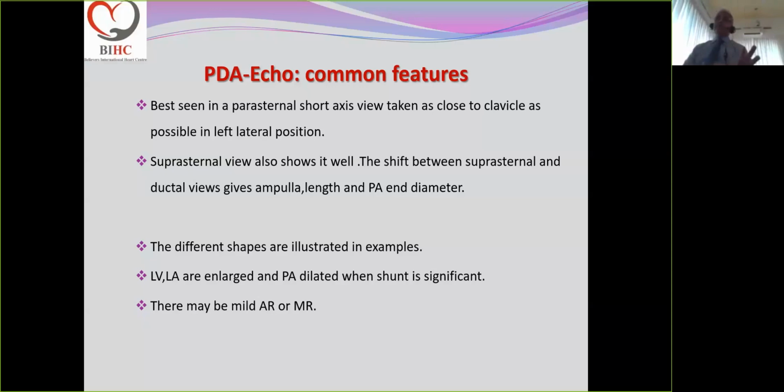The LV and LA are enlarged and the PA is dilated when the shunt is significant. There may be a mild aortic regurgitation associated with aortic root dilatation, and there may be mild mitral regurgitation because of LV dilatation.